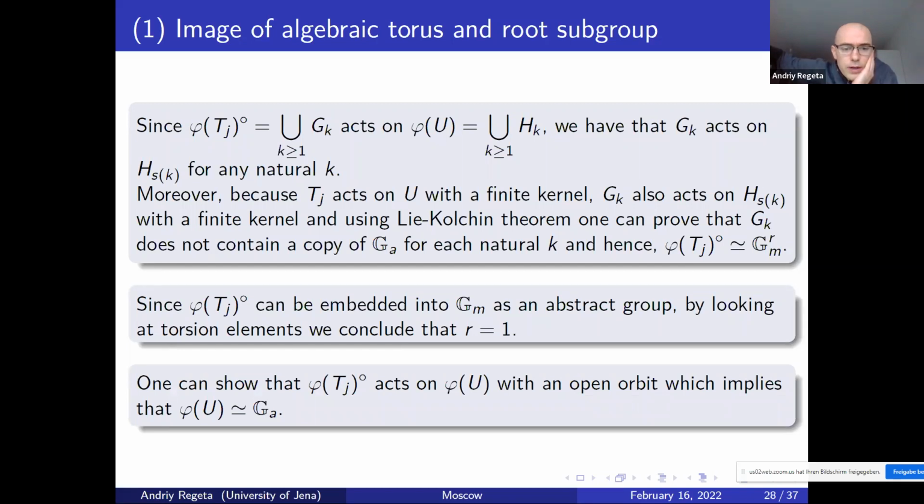Moreover, one can show that phi of T_yacht acts on phi of u with an open orbit, which implies that phi of u is also one-dimensional. And you remember phi of u was just a union of unipotent subgroups. So if it's one-dimensional, it has to be G_a. So we proved now that the root subgroup U is mapped to a subgroup which is G_a as an algebraic group.